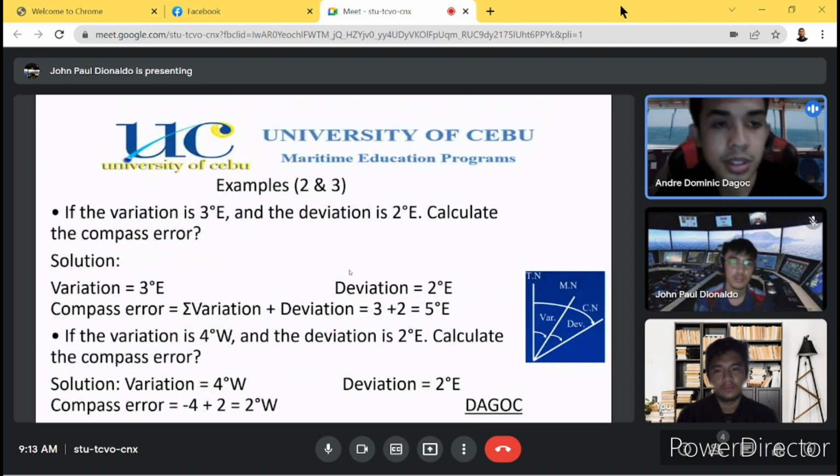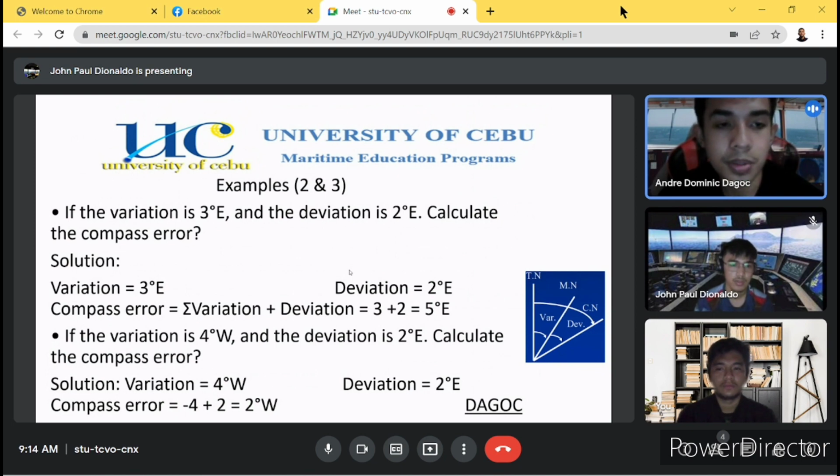If the variation is 3 degrees east and the deviation is 2 degrees east, calculate the compass error. The solution for this is: the compass error is variation plus deviation. The variation is 3 degrees east and the deviation is 2 degrees east. So 3 plus 2, we have 5 degrees east.